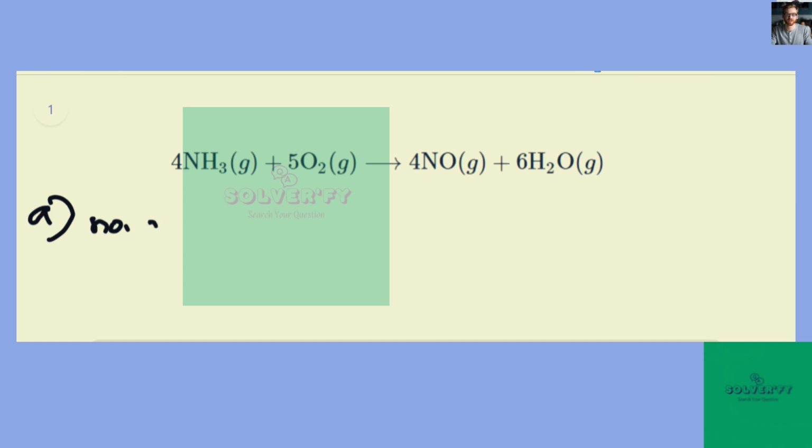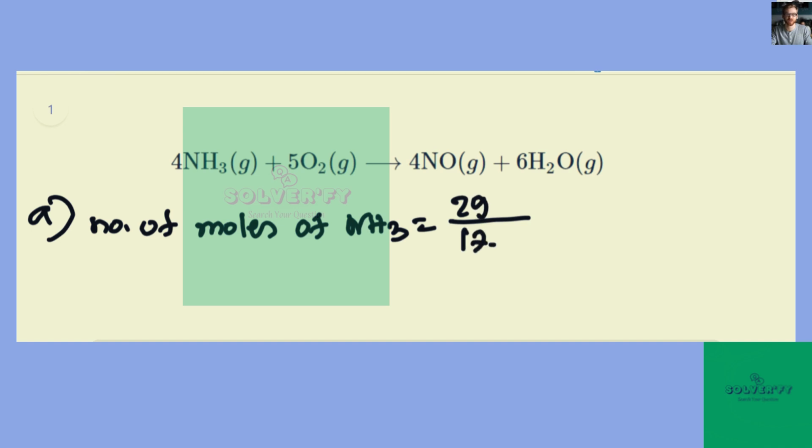So the number of moles of ammonia is, since the mass is 2 gram, we write 2 gram over the molar mass of ammonia, which is 17.024 gram per mole, and that gives us 0.117 mole. So this is the number of mole of ammonia.